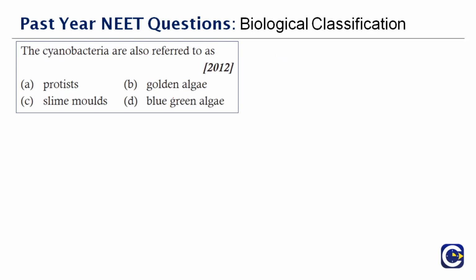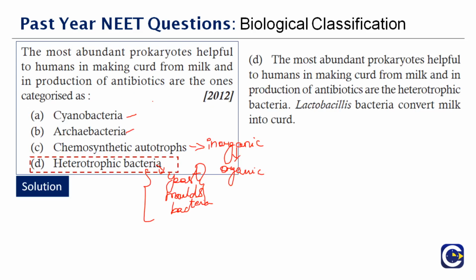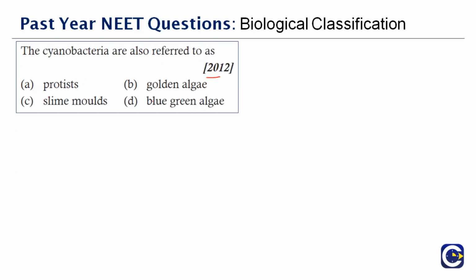Next question here, which was asked in the year 2012. The cyanobacteria are also referred to as what? I think this is a very easy question for you. I just mentioned it in the earlier question, right? I spoke about cyanobacteria. Cyanobacteria has another name. It is also referred to as, yes, blue-green algae.